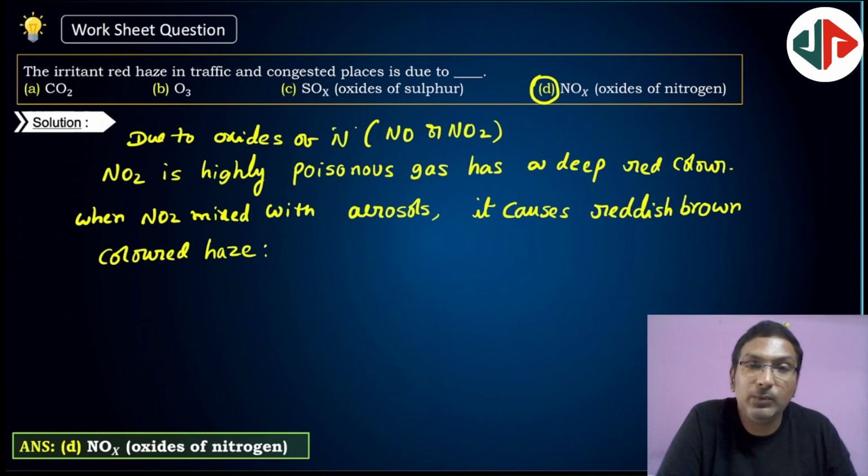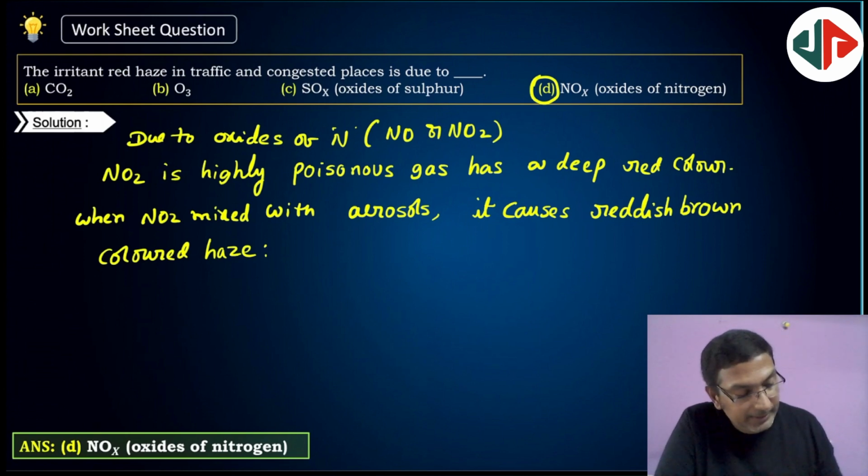NOx means either NO or NO2. NO2 is highly poisonous and it has reddish brown color. When it is mixed with aerosols, it causes reddish brown colored haze. Next.